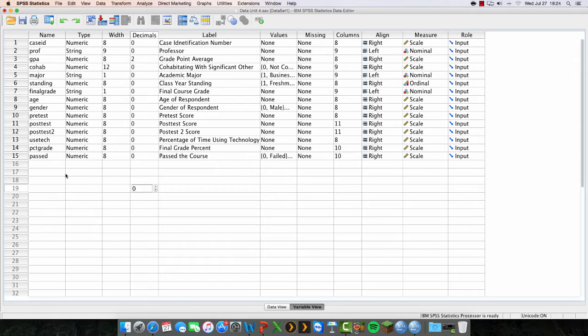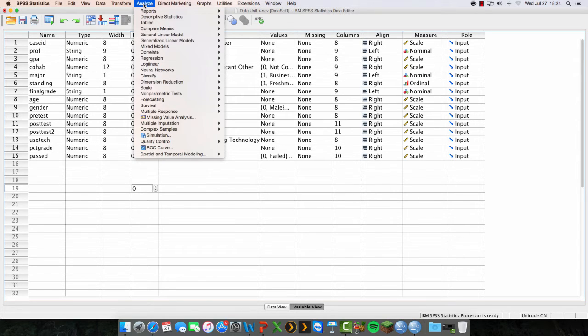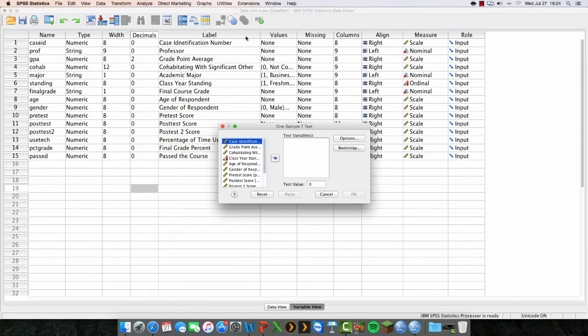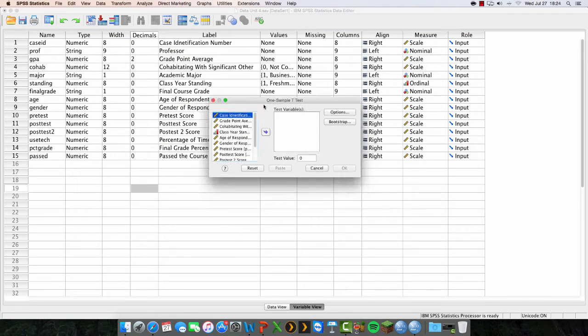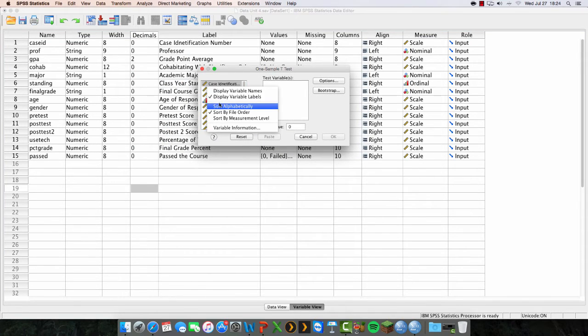And here's how we do it. We go to Analyze, Compare Means, One Sample T-Test. Okay, and this is what we get. I'm going to change to the variable names because that's what I've used in the instructions. We're interested in GPA, the test value. This is the known population mean for SVSU students, 2.72.